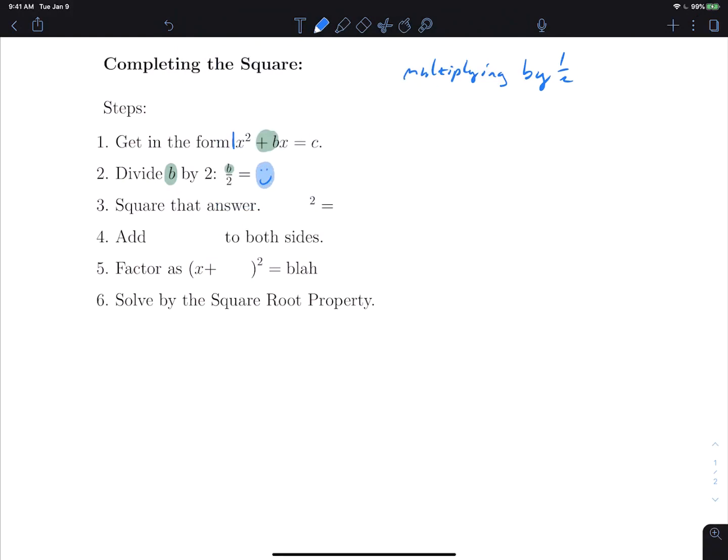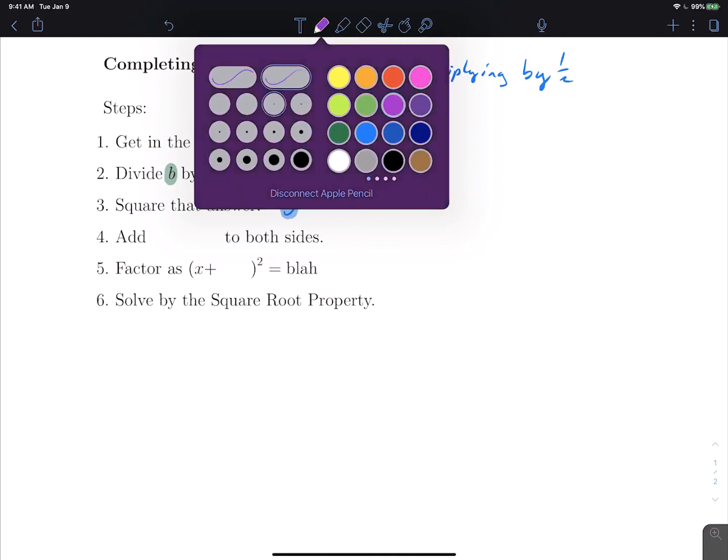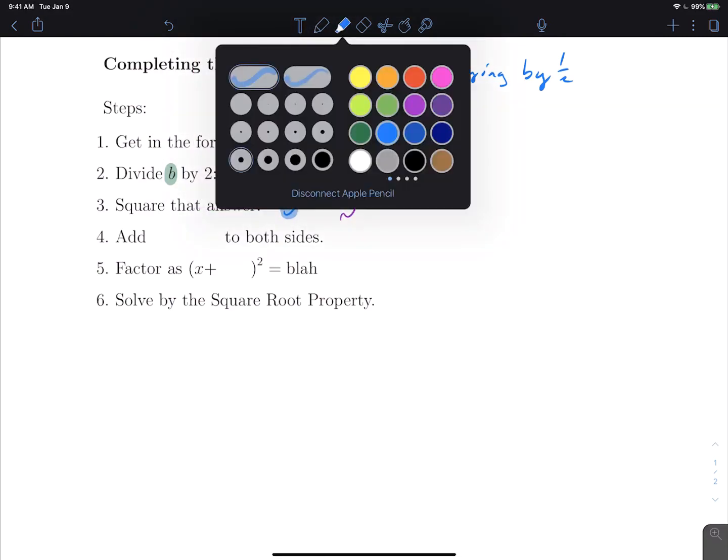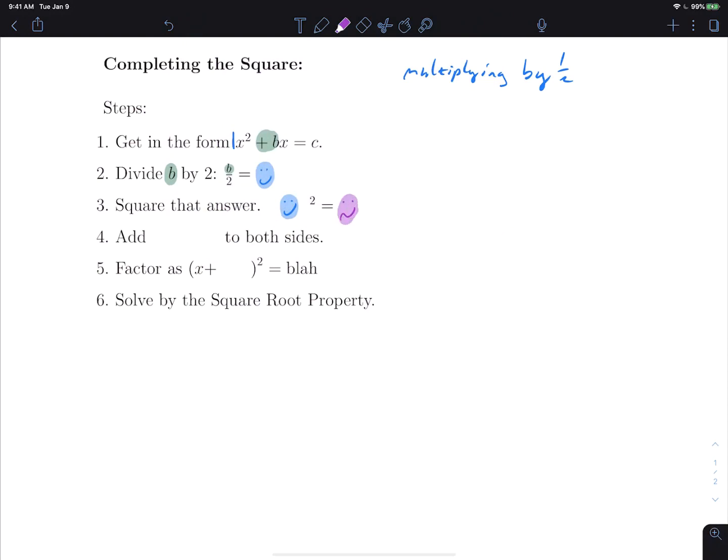But once you have that answer, you're going to square it. So we're going to square the smiley face. And whatever you get from squaring that is going to be some number, and I'm just going to call that a squiggly face. So that squiggly face is actually what we're going to use on the next step. So on that next step, we're going to add that squiggly face to both sides.